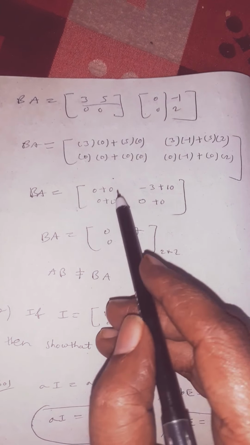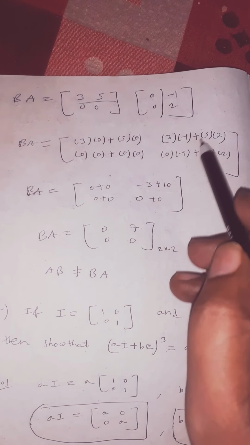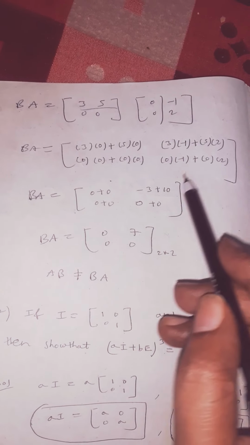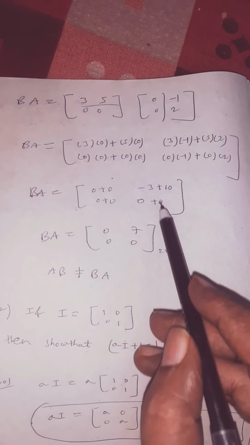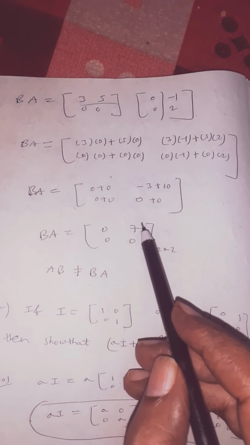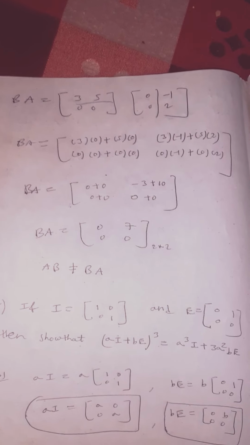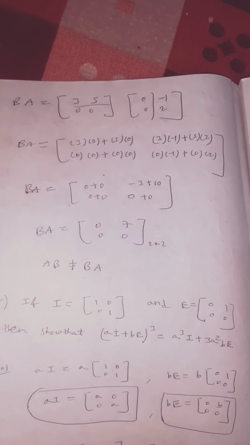So 3 into 0 is 0, 5 into 0 is 0, 3 into minus 1 is minus 3, plus 5 into 2 is 10, 0, here also 0. So here overall we are getting minus 3 plus 10, how much? 7. We got different values. So AB is not equal to BA. Next session I will continue with some more problems.